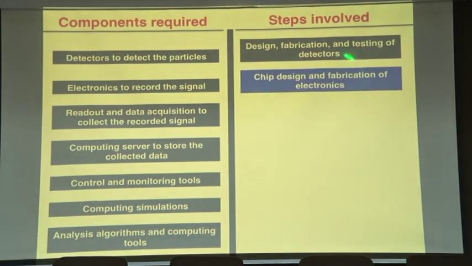Then also you have to design the chip for the readout, for the electronics, to record the signal. And when you want to buy something, you go to the market and buy it, right? For example, you want some resistors or transistors, you go to the market, you buy it. But this electronics is not available in the market because they are very, very specific. So you have to design and build it, right?